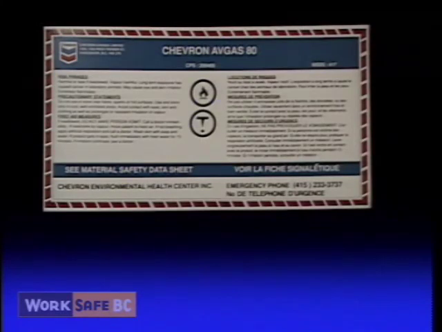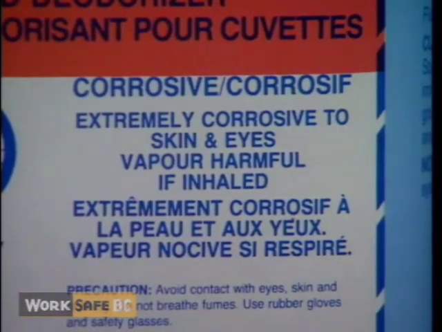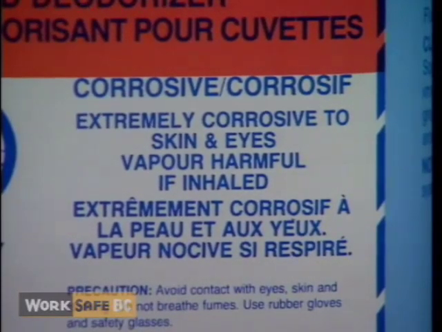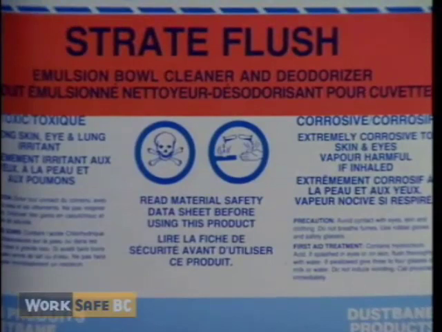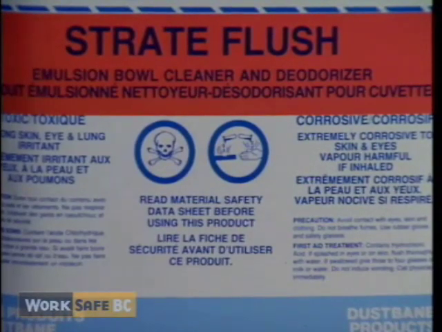WHMIS labels are part of the Workplace Hazardous Materials Information System. Their purpose is to alert workers to the hazards of controlled products and the procedures for working with them, and to direct workers to the second part of the WHMIS information system, the Material Safety Data Sheet.